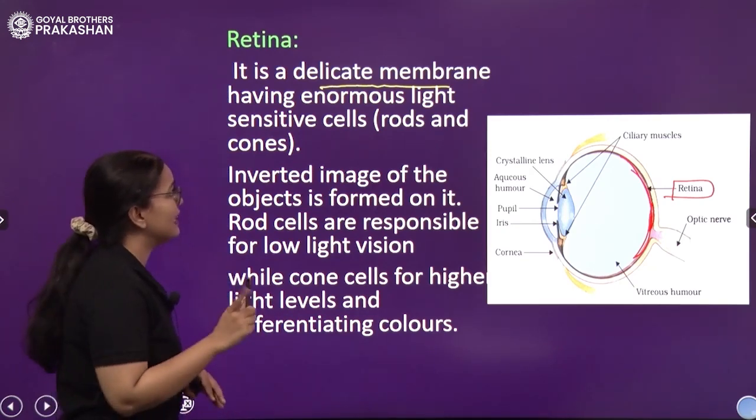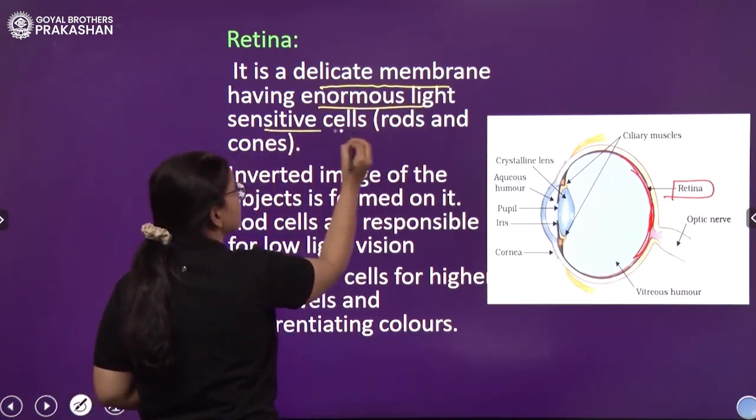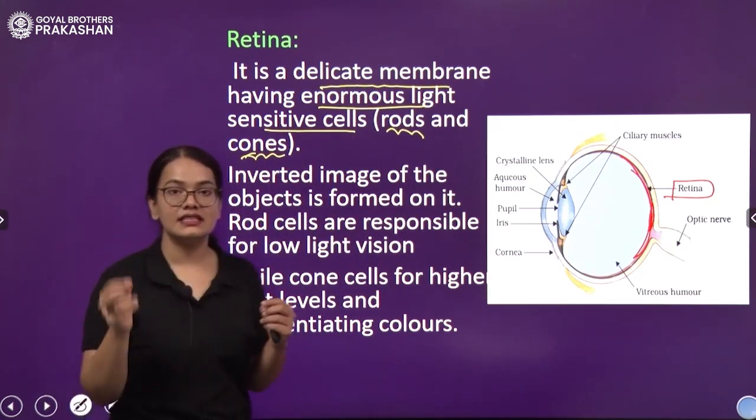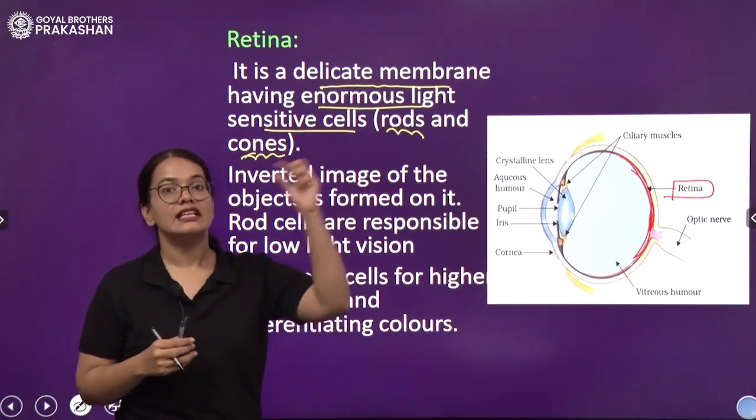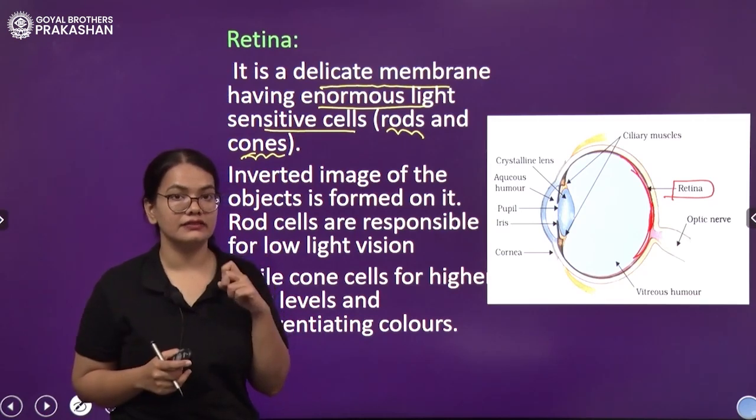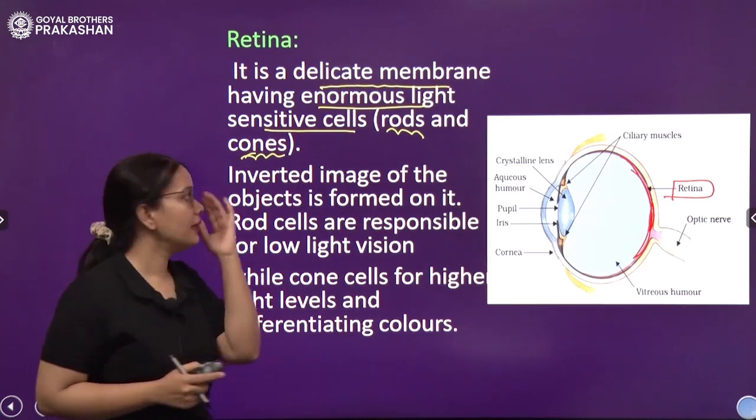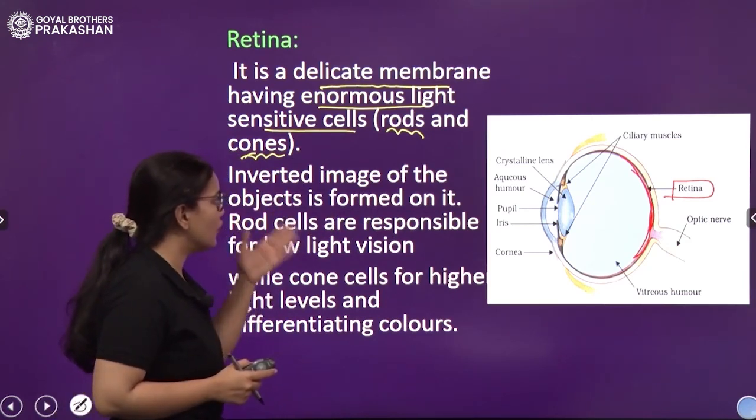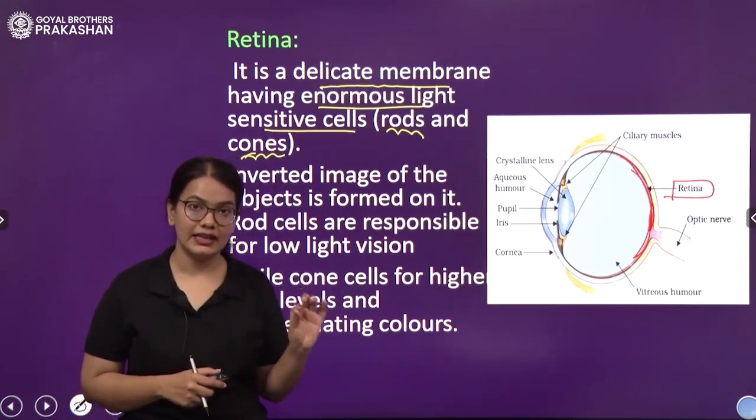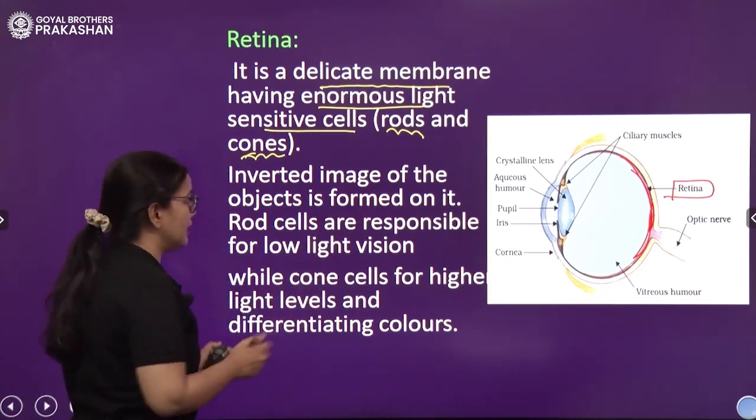Okay. It is a delicate membrane having numerous light sensitive cells, rods and cones. Rods and cones. Light sensitive cells. That means these cells, they change their properties when the light enters. They are light sensitive. And retina has these numerous light sensitive cells. Okay. Now, the inverted image of the object is formed on it. Right? We have studied that with the help of the crystalline lens, the image formation takes place. But where it is formed? It is formed on the retina.